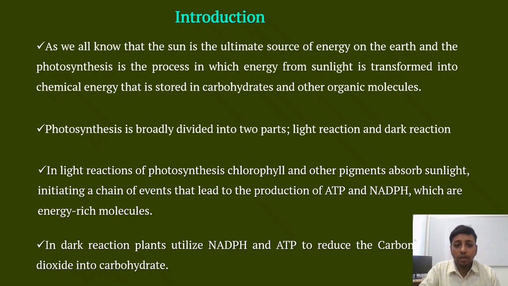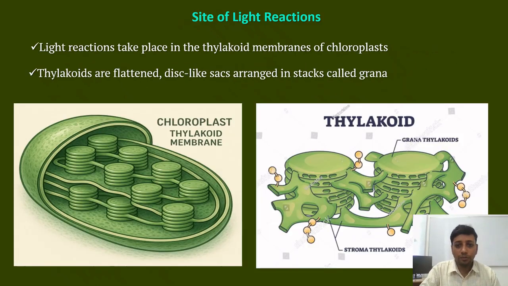In the light reaction of photosynthesis, chlorophyll and other pigments absorb sunlight, initiating a chain of events that lead to the production of ATP and NADPH, which are energy-rich molecules. And in the dark reaction, the plant utilizes NADPH and ATP to reduce the carbon dioxide into carbohydrate.